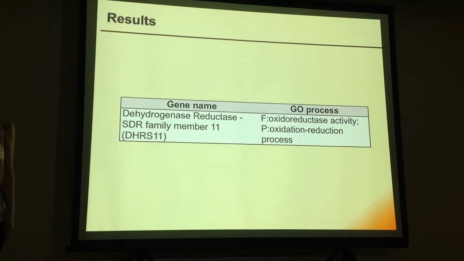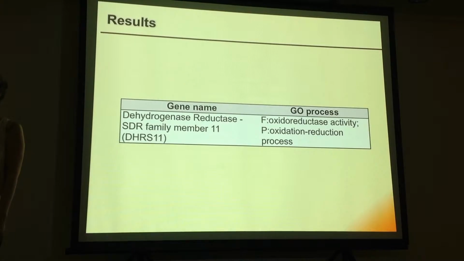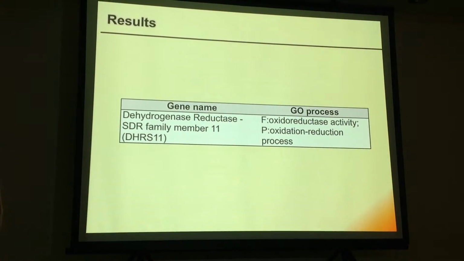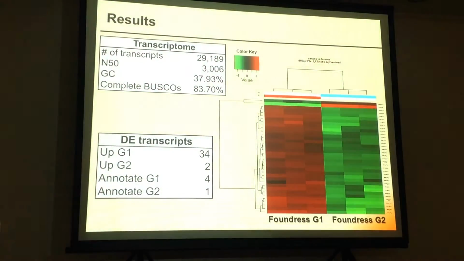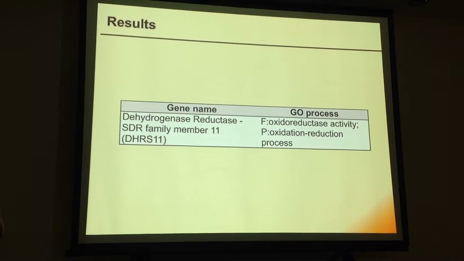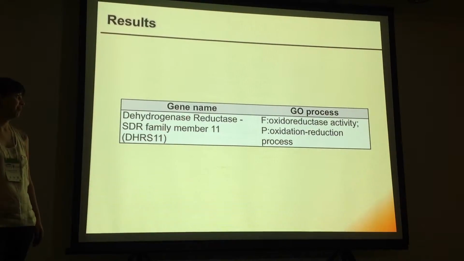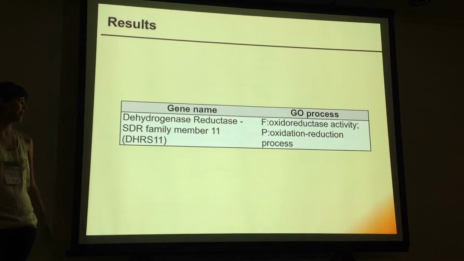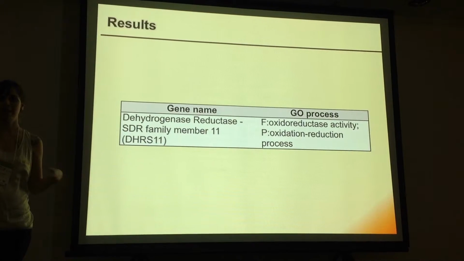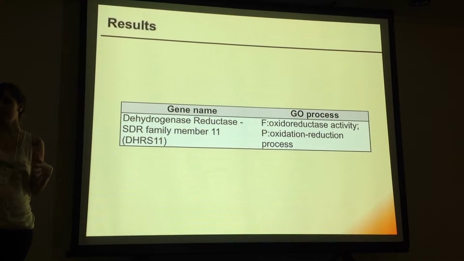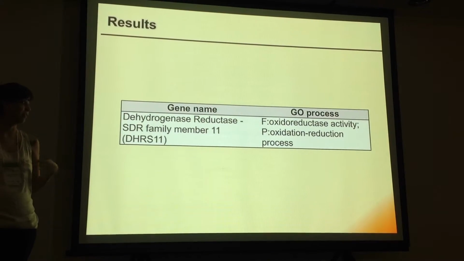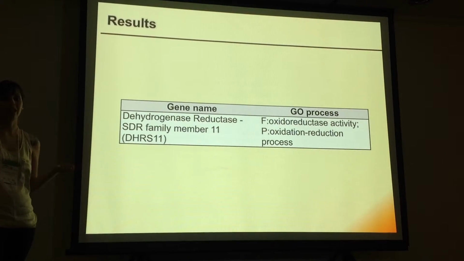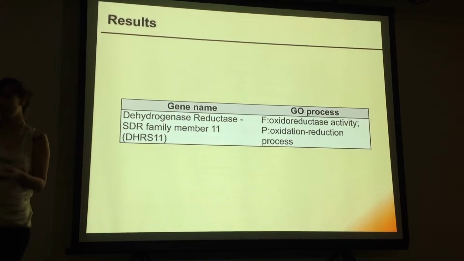And of the 2 transcripts expressed in generation 2, we could annotate one of them, and it's an SDR family member. This is an oxidoreductase gene, and it's involved in many processes, so it's still not clear what its influence is in this process. But this gene is also differentially expressed in caste differentiation in Apis mellifera, for example.